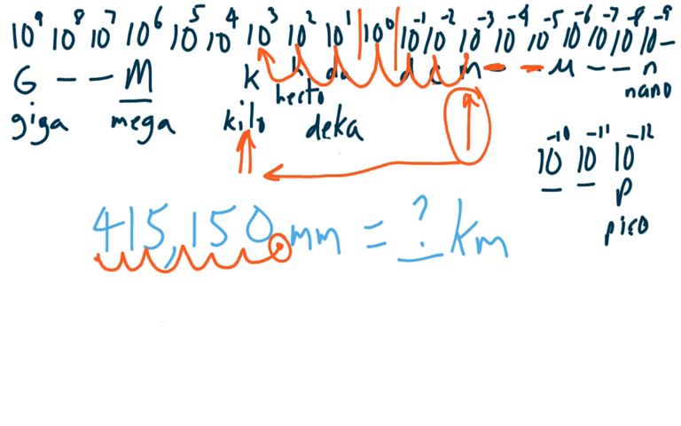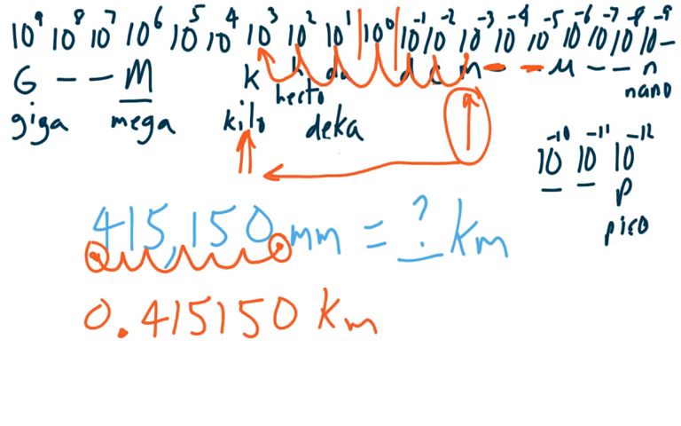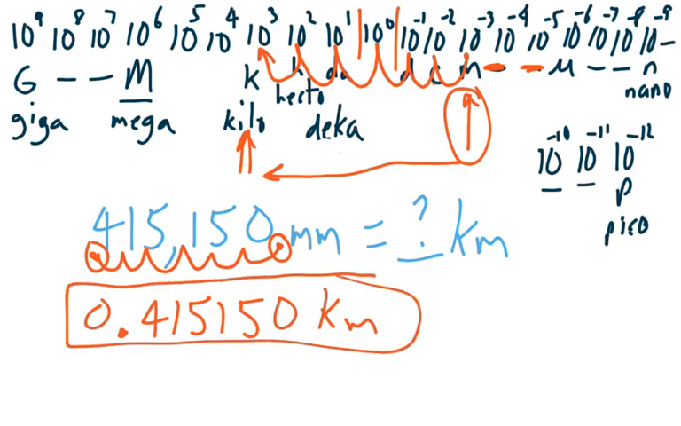So our new number is going to be 0.415150. We could even put the 0 here. And that will be our answer in kilometers. Okay, so make sure that when you count, you don't miscount. You include every spot. So you're starting here, you go 1, 2, 3, 4, 5, and 6. Okay, very important. All right.